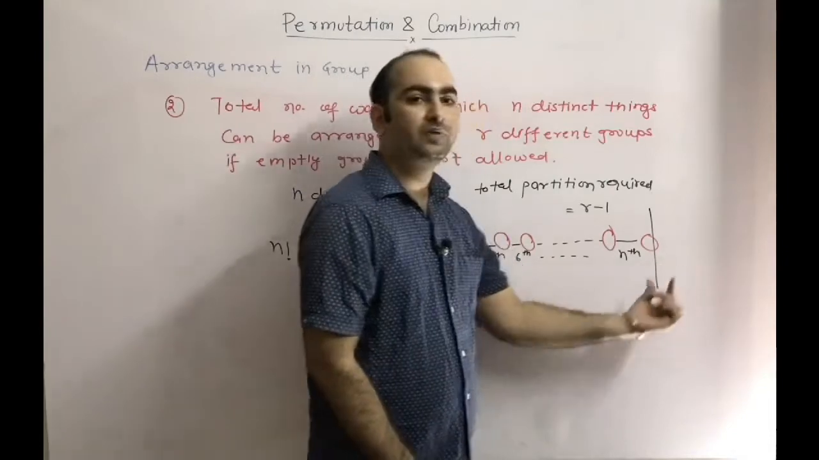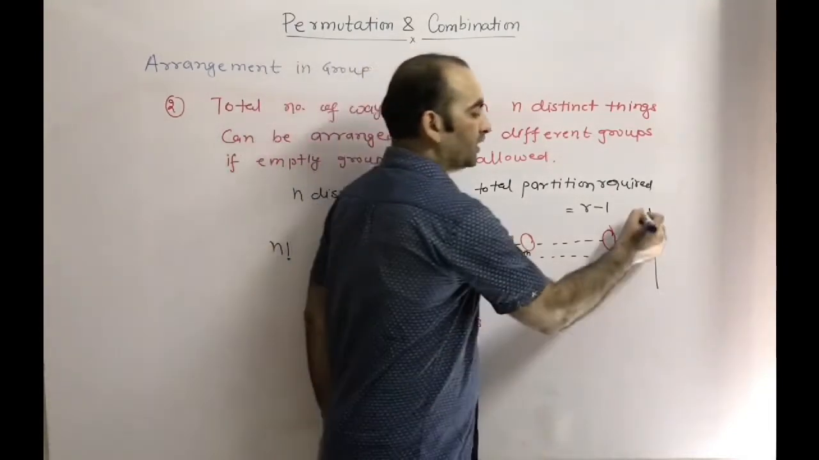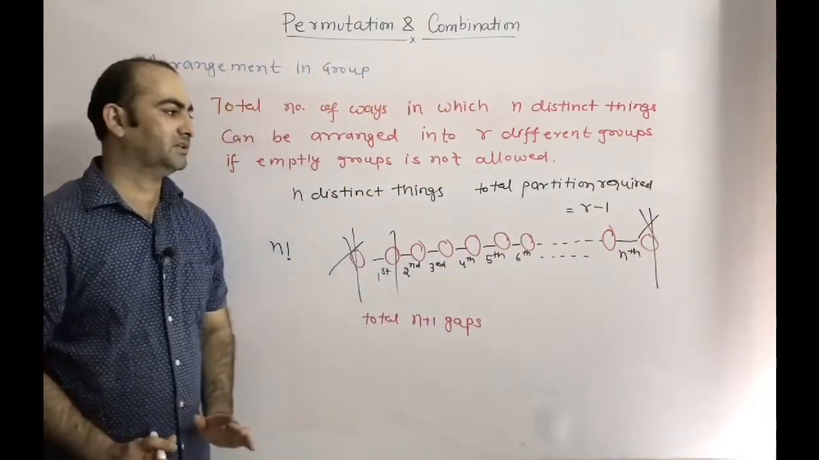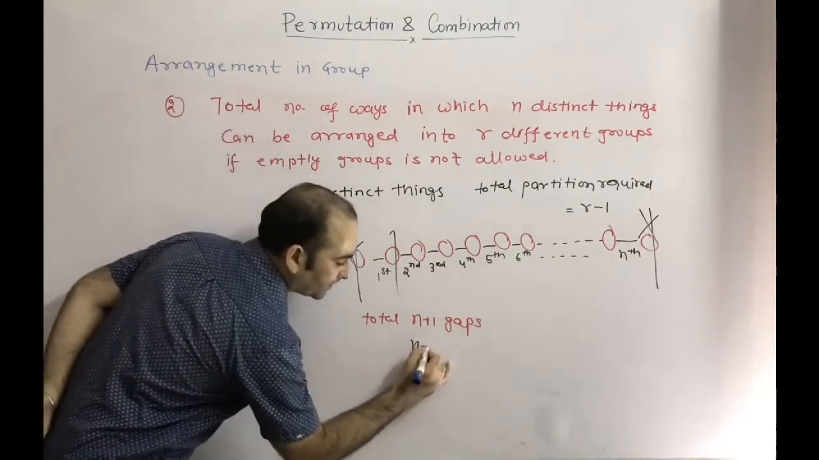In the second group, how many things are there? Zero. So that means we have to neglect this also, because we want at least one thing in each group. So what is remaining? The remaining partitions are n minus 1, that is n plus 1 minus 2.